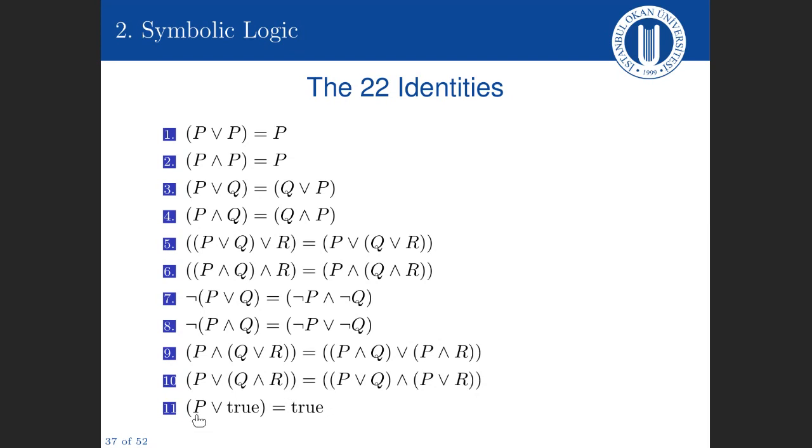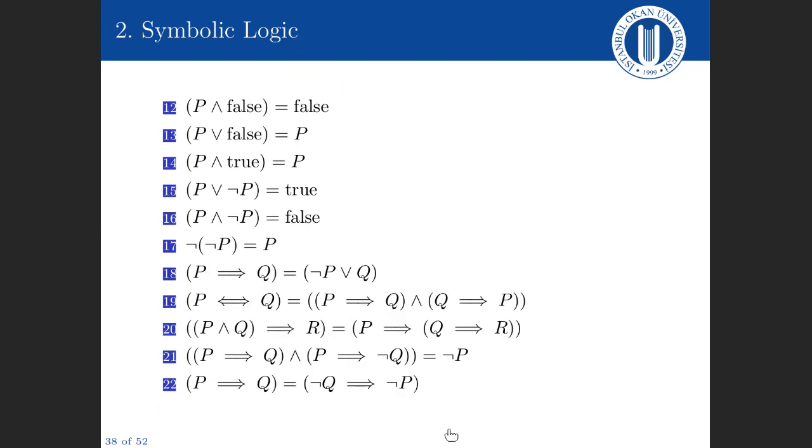Statement 11, P or true. P is true or true is true. But true is always true. This statement must always be true. Likewise, P and false. P is true and false is true. But no, false is never true. False is always false. This statement must be false.